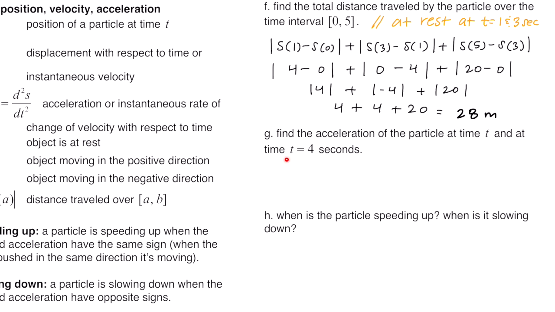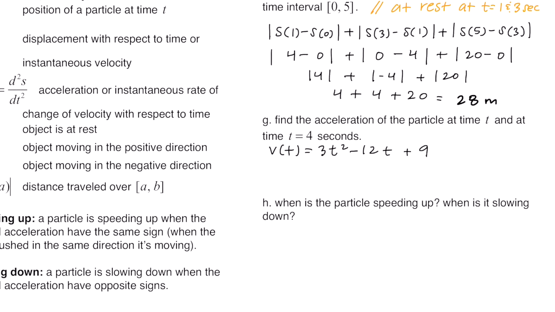Part G says find the acceleration of the particle at time t and at time t equals 4 seconds. So we're starting with the velocity function, and because we need acceleration, we're going to take its derivative. So the acceleration of the particle at time t is going to be 6t minus 12.